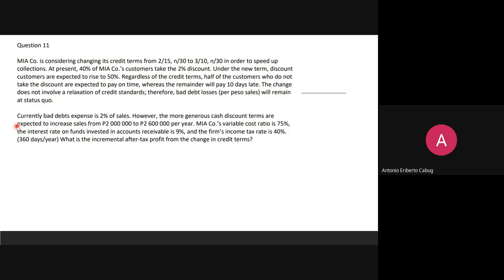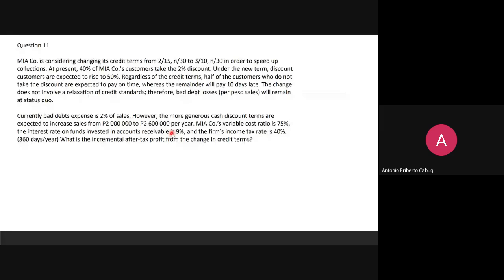The change does not involve a relaxation of credit standards, therefore bad debt losses per peso of sales will remain at the status quo. It remains the same. Currently, bad debts expense is 2% of sales. However, the more generous cash discount terms, yung bagong discount kasi from 2% naging 3% yung discount, are expected to increase sales from 2 million to 2.6 million per year.